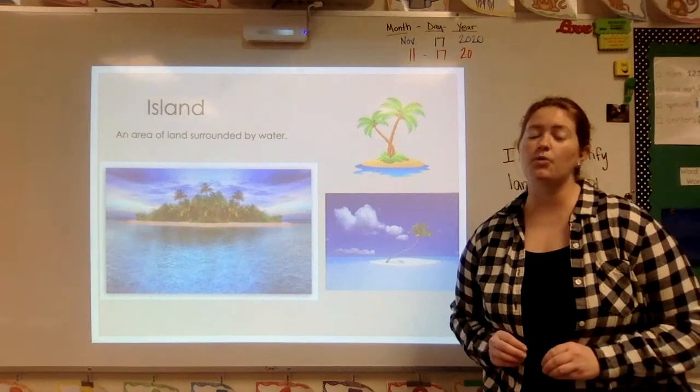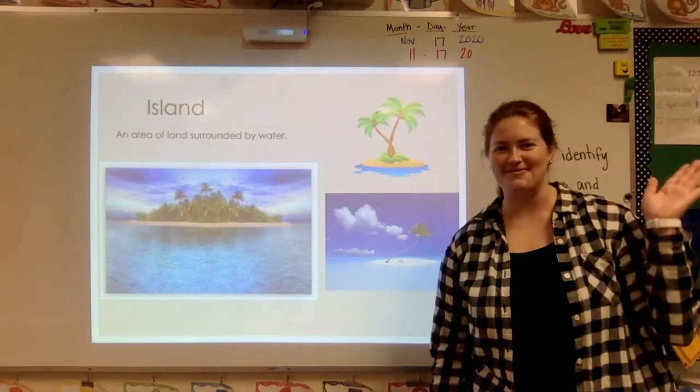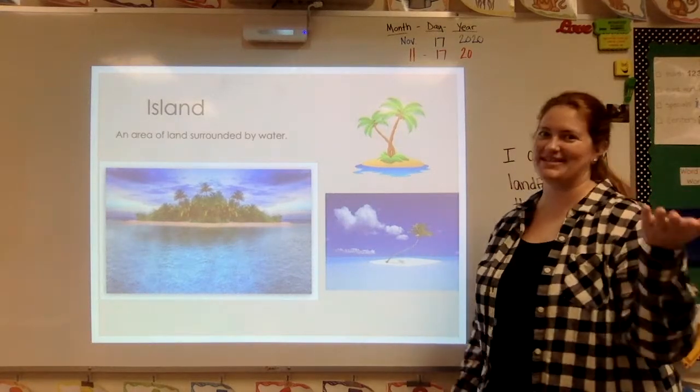The last landform that we're going to focus on today is an island. Oh my goodness, who wishes they could go to an island right now? Yeah, it would be super cool.